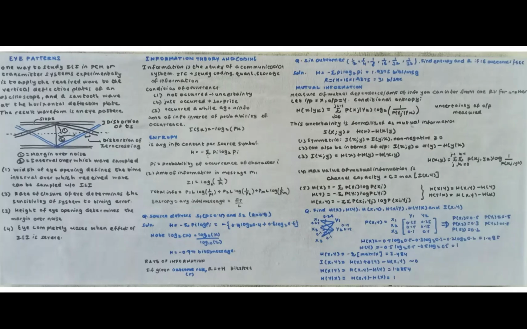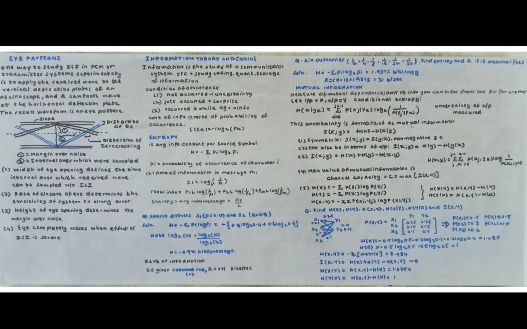And then you have 6 outcomes. Again, each outcome has a probability, and you're asked to find the entropy and R. The rate of information is given as R = rH, where the small r is the outcome rate. So again, you just substitute the values and you get the same answer as I've written.